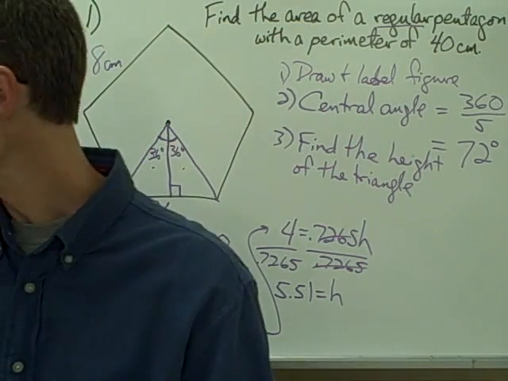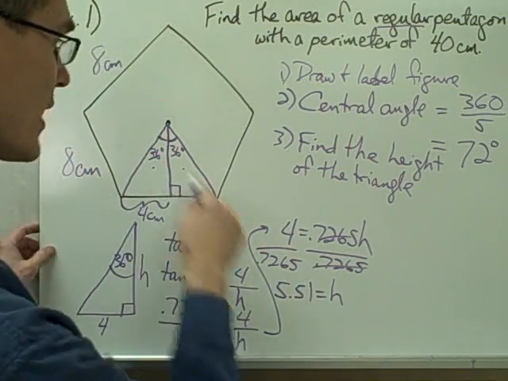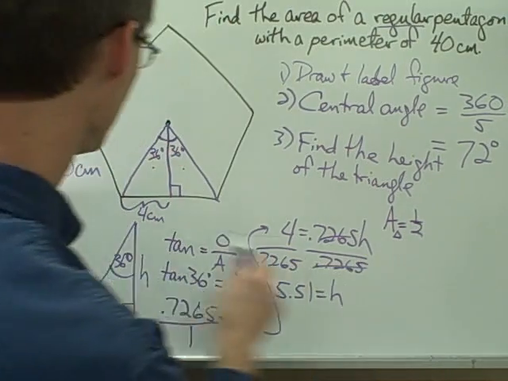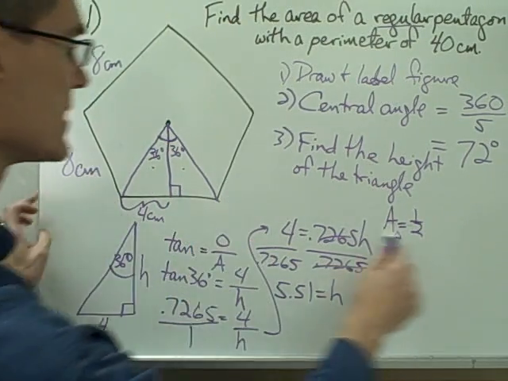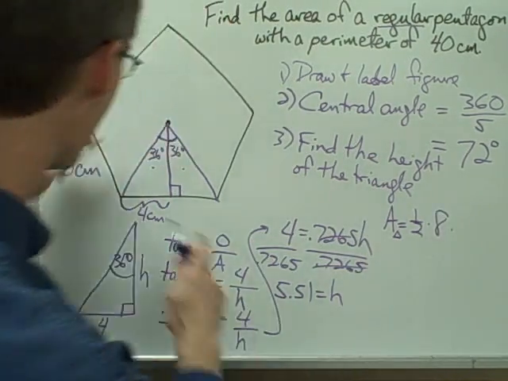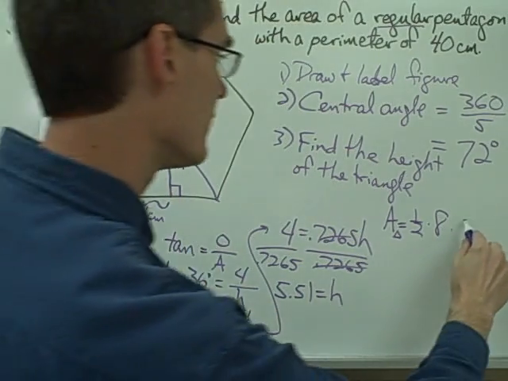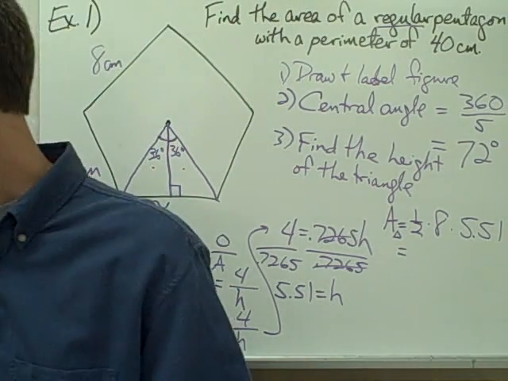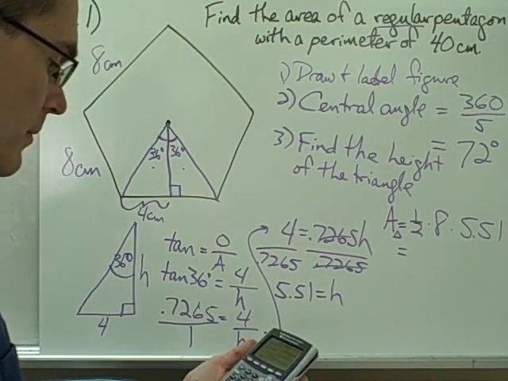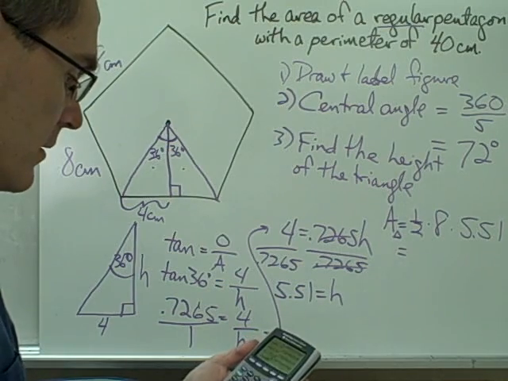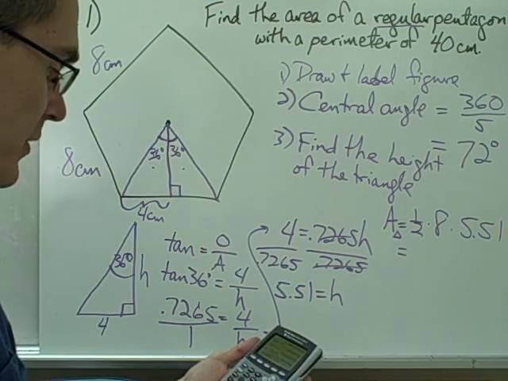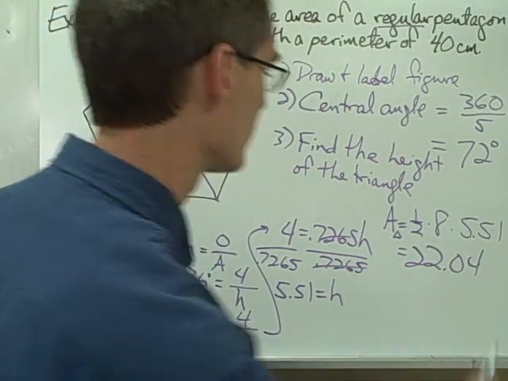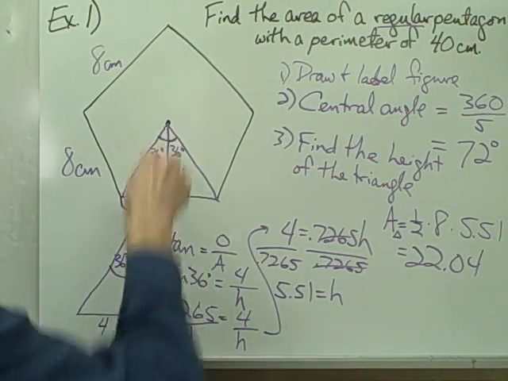Now that I have my height, I can calculate the area of this triangle. The area of the triangle is 1/2 base times height. My base is 8. My height, which I just found, is 5.51. If I multiply all that, 0.5 times 8 times 5.51 equals 22.04. That's the area of one of these triangles.